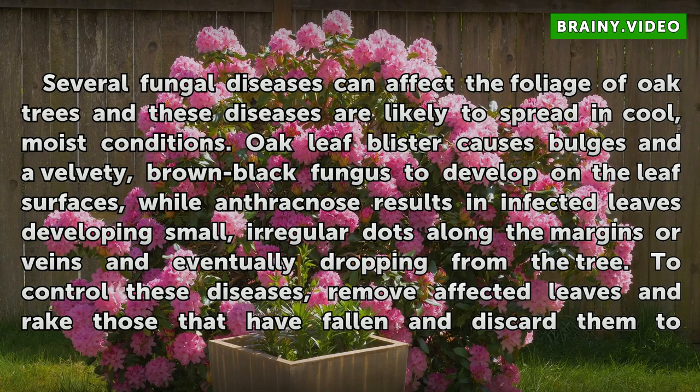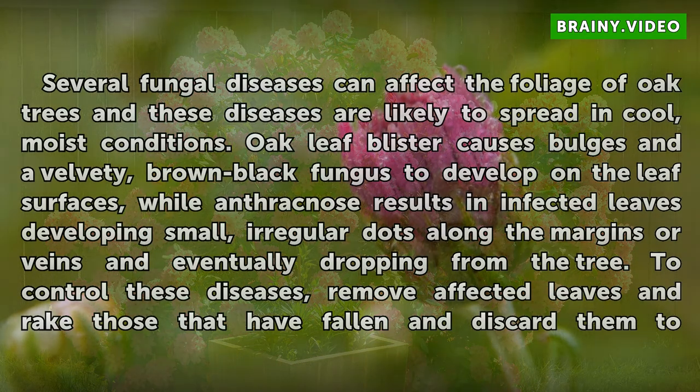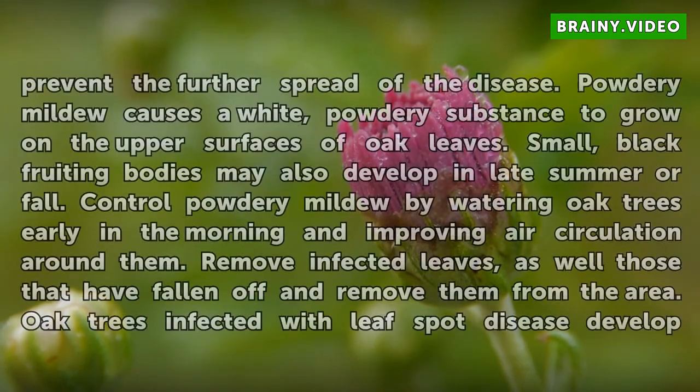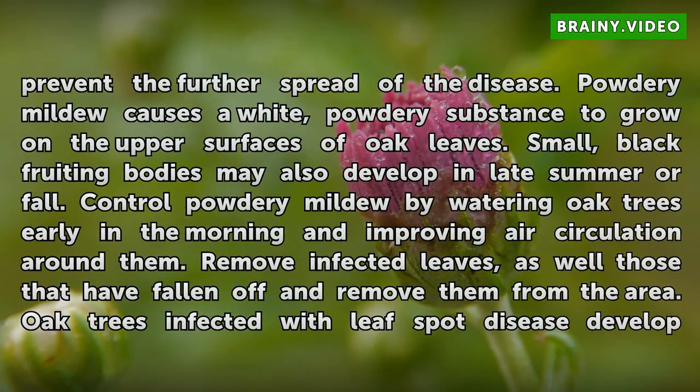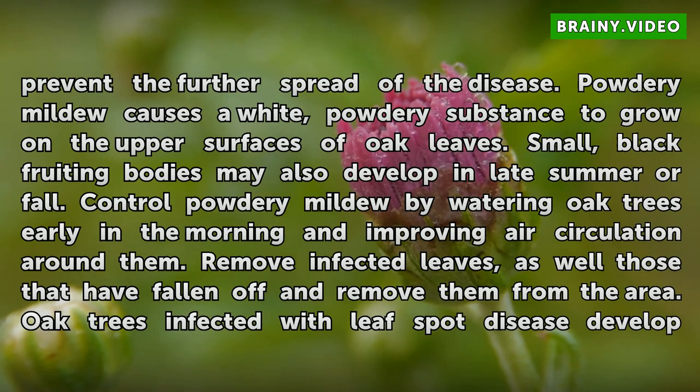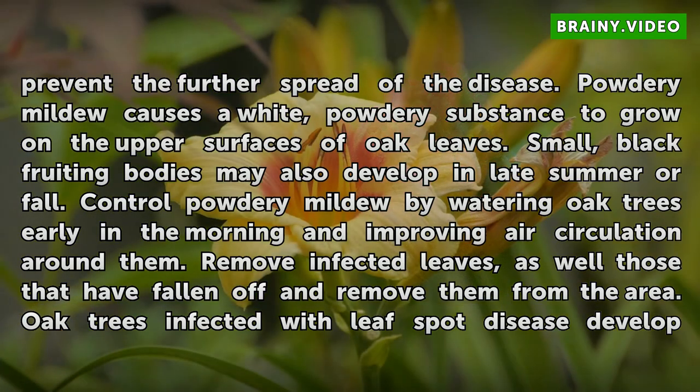To control these diseases, remove affected leaves and rake those that have fallen and discard them to prevent the further spread of the disease. Powdery mildew causes a white, powdery substance to grow on the upper surfaces of oak leaves. Small, black fruiting bodies may also develop in late summer or fall. Control powdery mildew by watering oak trees early in the morning and improving air circulation around them. Remove infected leaves, as well as those that have fallen off, from the area.